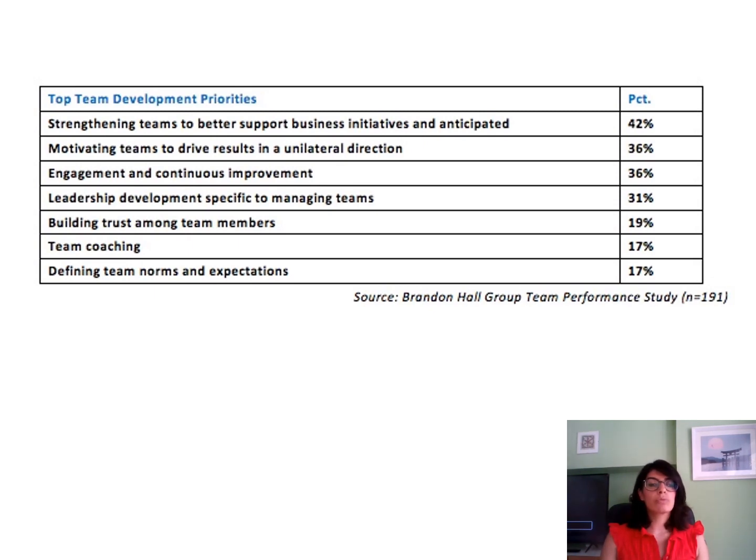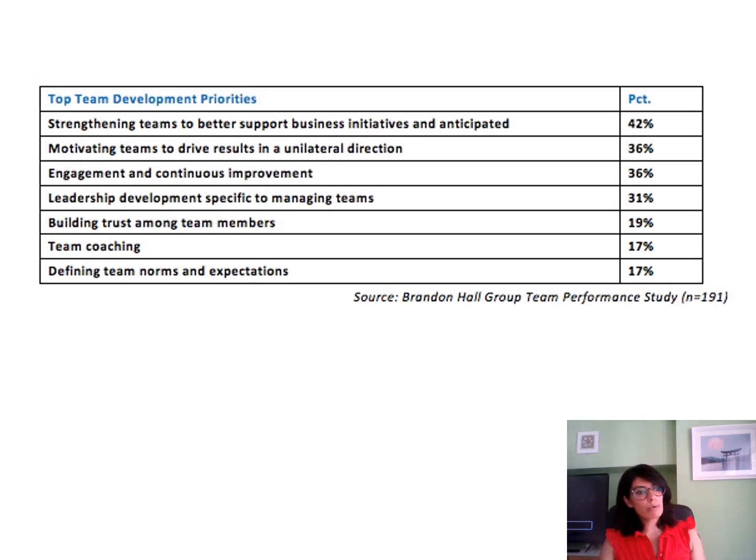When it comes to team development, the Brandon Hall Group created a team performance study and found that there are some key things that are more important in terms of priorities when it comes to team development than other things. So almost half of what's important to a team is strengthening the team to better support business initiatives and the goals of the organization. The next thing in line is actually being able to motivate teams to drive the results in a certain direction or in one key direction.